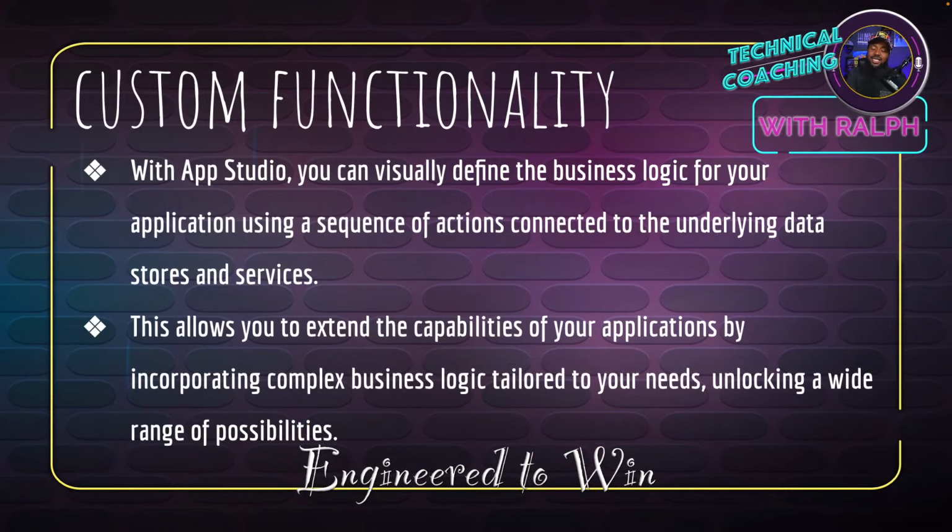So custom functionality. What can you customize with AWS App Studio? App Studio can visually define the business logic for your application using a sequence of actions connected to the underlying data stores and services. This allows you to extend the capabilities of your application by incorporating complex business logic tailored to your needs, unlocking a wide range of possibilities.